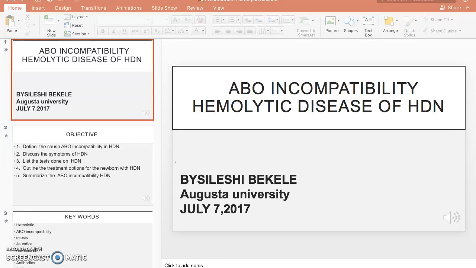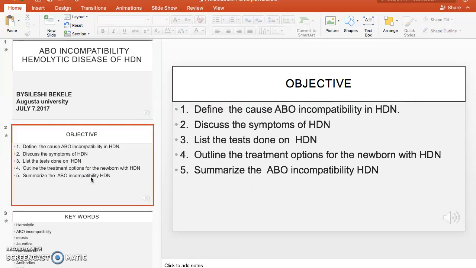Today we are discussing ABO incompatibility hemolytic disease in the newborn. The objective is to define the cause of ABO incompatibility, discuss the symptoms, and list any tests that help to identify hemolytic disease, and any treatment that helps to cure the disease. At the end, we will summarize ABO incompatibility hemolytic disease in the newborn.